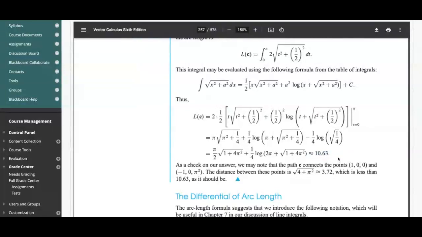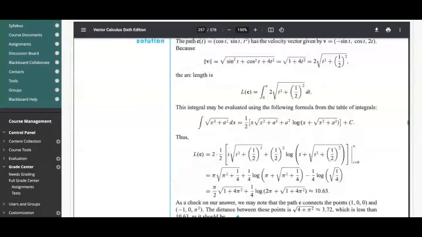We don't care about the units. Okay, this is pure mathematics. We don't care about the units. Anyone has any questions?